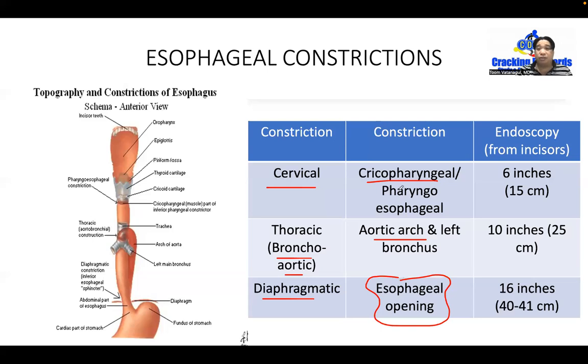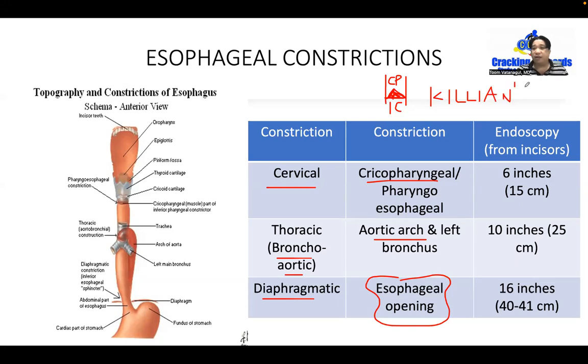Now, question. What do we call that area between the cricopharyngeus and the inferior constrictor muscle? What do we call this weak area here? I gave you a hint. It's a weak area. This is known as Killian's triangle.